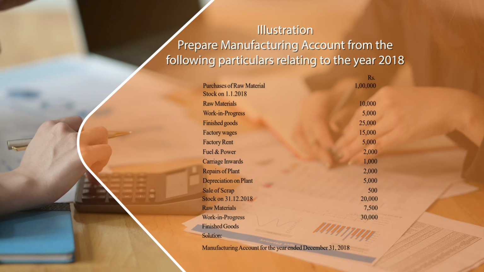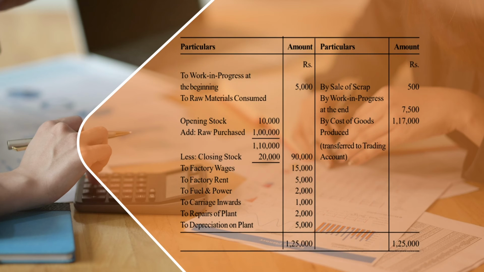So now here we will see how the manufacturing account will be prepared with the help of the informations given. Manufacturing account for the year ended 31st of December 2018. This is the manufacturing account which is given in the question. So let us discuss the manufacturing account. At the top of the debit side, you see to work in progress at the beginning, 5,000. It is given in the question.